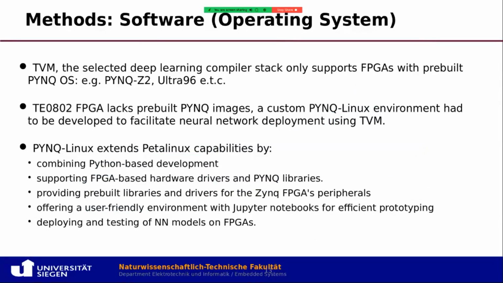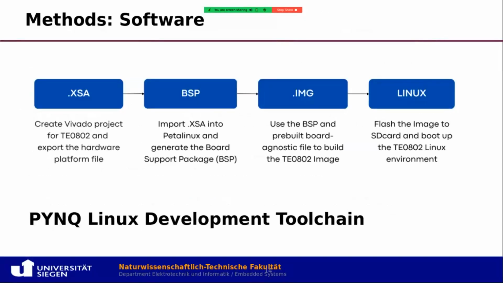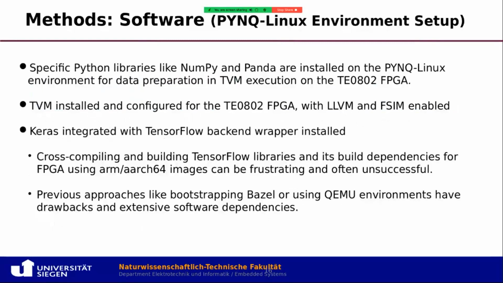So one layer of complexity was for us to develop our own custom operating system to work with this environment. We did that by developing through this tool chain. We got the BSP, and we produced an image that we then put on the SD card and flash into the FPGA. With this, we could get the environment.